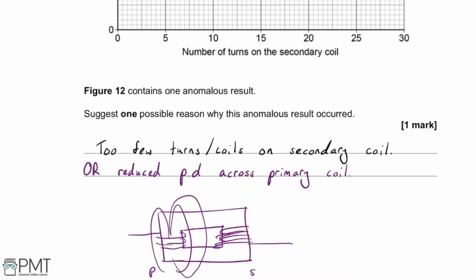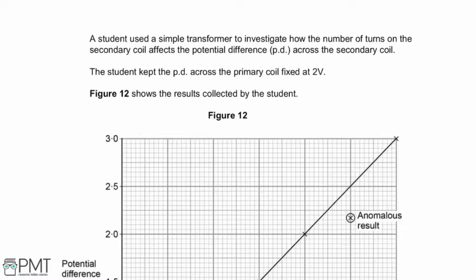And that would be another explanation as to why we have a smaller potential difference in our anomalous result than we would expect there. So even though we are told up here that the student kept the PD across the primary coil fixed at 2 volts, we can say in the question that that may not have actually been the case and it was reduced instead. But you must make sure you say reduced and not just changed, because increasing it will increase the potential difference across the secondary coil, and that's not what happened in the anomalous result, and so that's not a valid explanation for it.